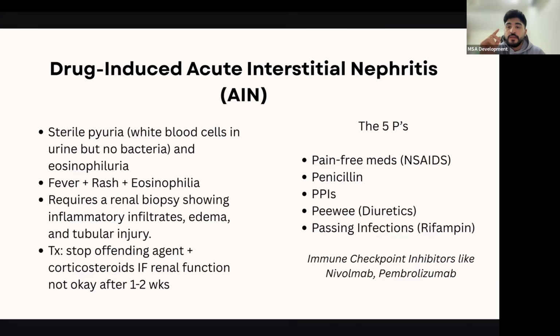Now, in the slides, the doctor added something else, which is the immune checkpoint inhibitors, nivolumab and pembrolizumab, these two medications. How do we treat? We stop the offending agent. So we stop whatever medication the patient is taking. And if the renal function did not resume back to normal within 1 to 2 weeks, then you can give the patient corticosteroids. You don't have to give them anything when they present initially with it, okay? And that's really about it for drug-induced acute interstitial nephritis.